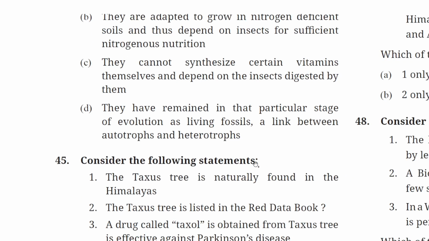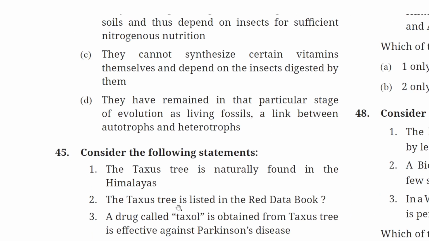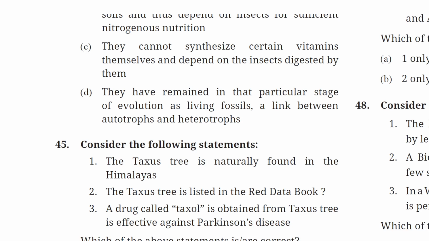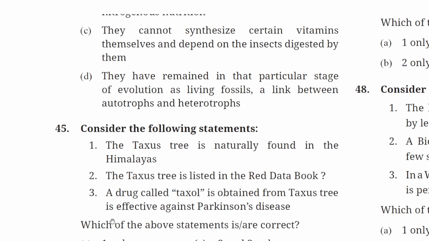Moving forward, consider the following statements. The taxus tree is naturally found in the Himalayas. The taxus tree is listed in the red data book. A drug called Taxol obtained from the taxus tree is effective against Parkinson's disease. We have to select the correct option. Okay, let's see one by one. The taxus tree is naturally found in Himalayas. It is true.